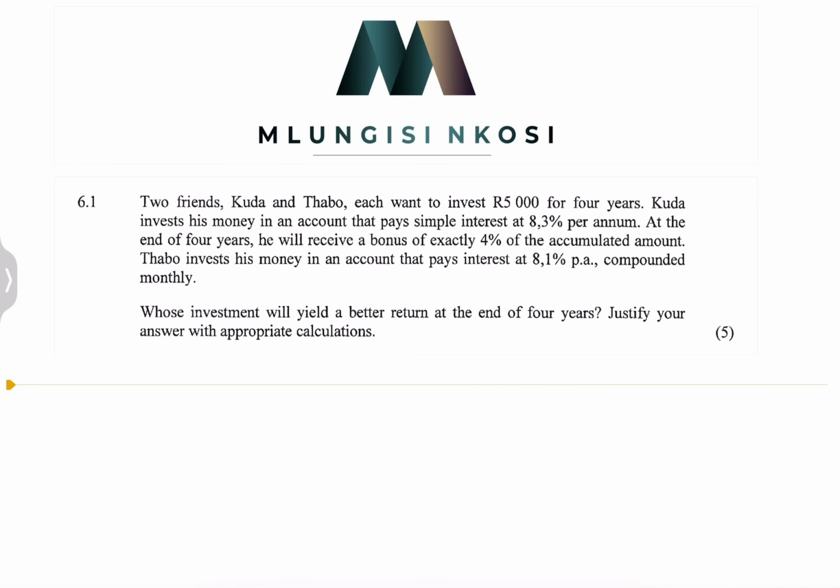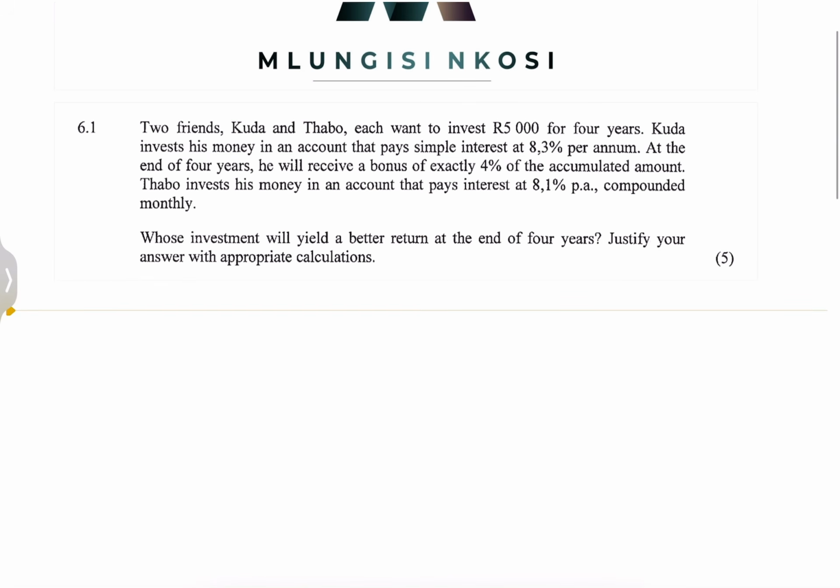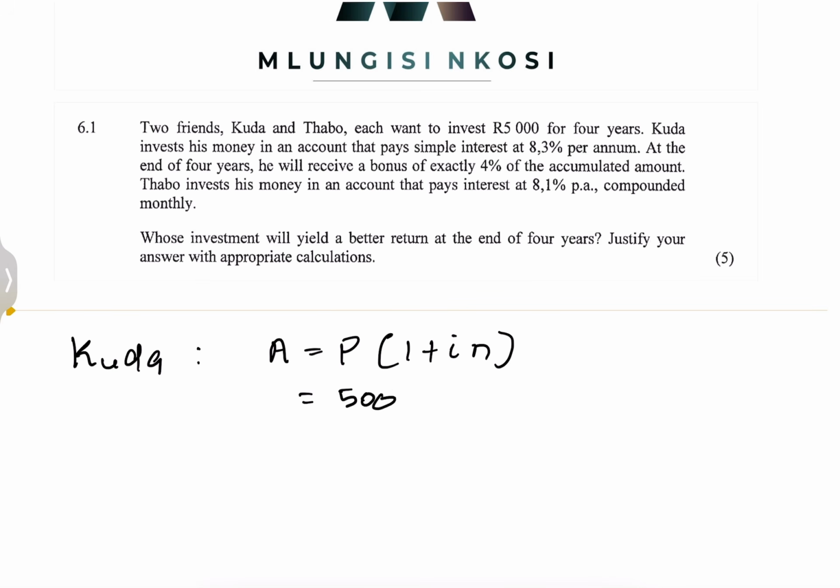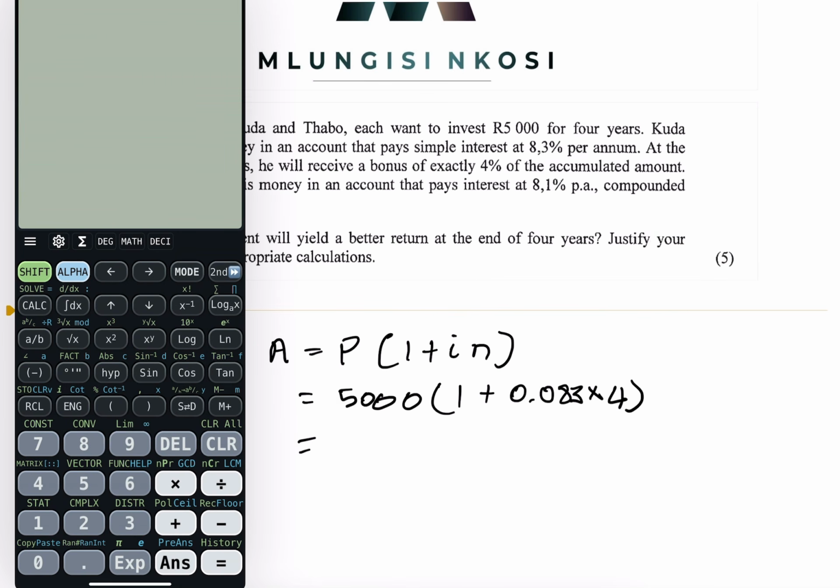Okay, right. Now let's have a look at this particular question. So let's start with Guda. Okay, so I'm going to look at Guda's investment. So we know that it's going to be simple interest. So remember, our simple interest formula is A equals P times (1 plus i times n). Okay, so we know he invests an amount of 5,000, at 8.3%. So that's going to be 0.083 multiplied by the 4 years, right? Okay, so let's try and make that calculation.